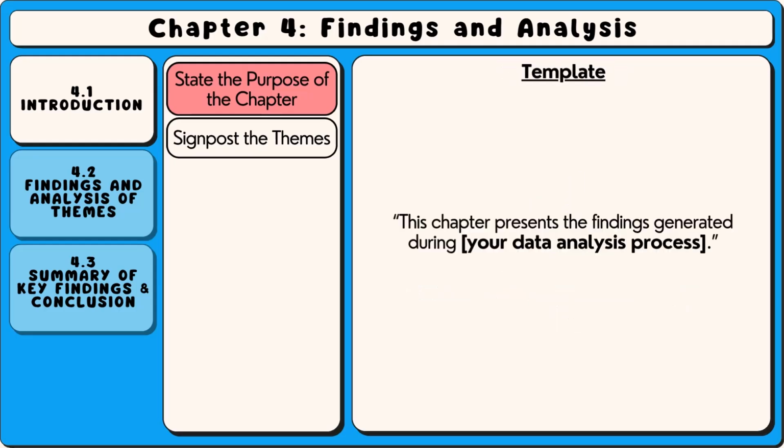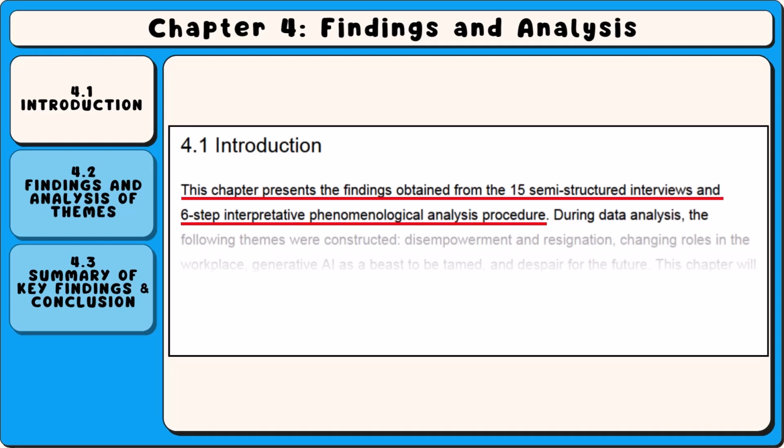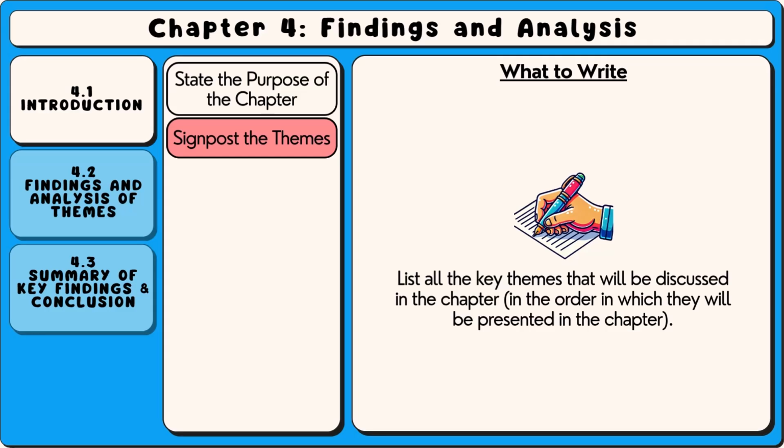Here's a template. This chapter presents the findings generated during, and then state your data analysis procedure. Here's an example. The chapter presents the findings obtained from the 15 semi-structured interviews and 6-step interpretative phenomenological analysis procedure. In step 2, signpost your themes. List all the key themes that will be discussed in the chapter in the order in which they will be presented. Remember, in an academic thesis, it is expected that writers signpost all the sections at the beginning of the chapter so the reader is not surprised about anything that is coming up.